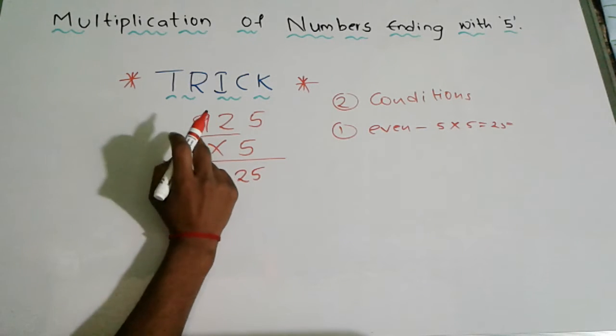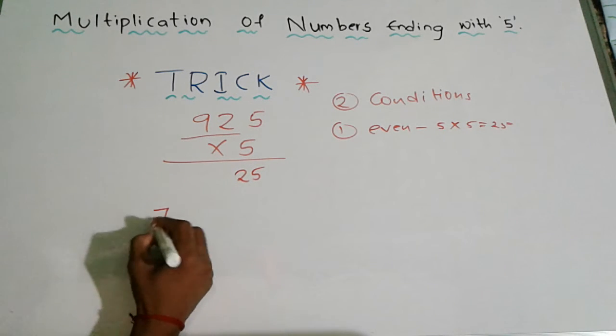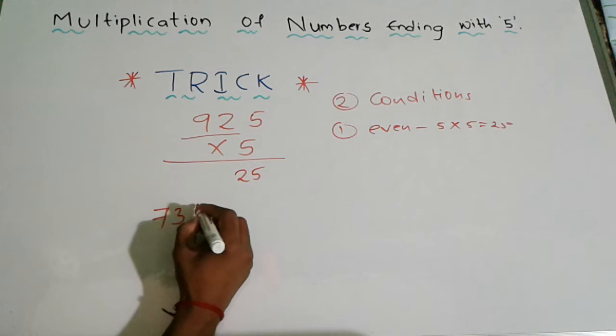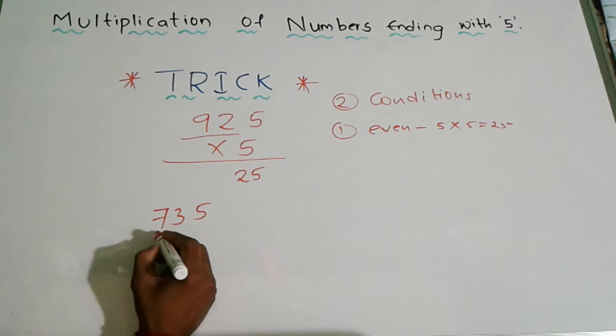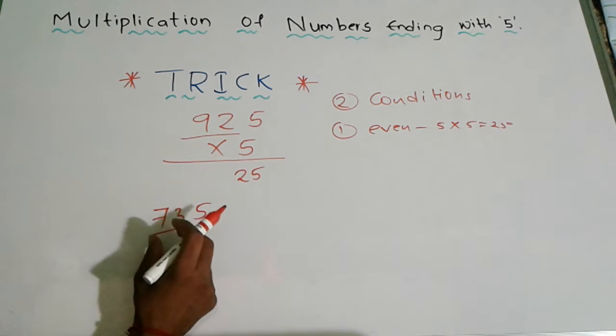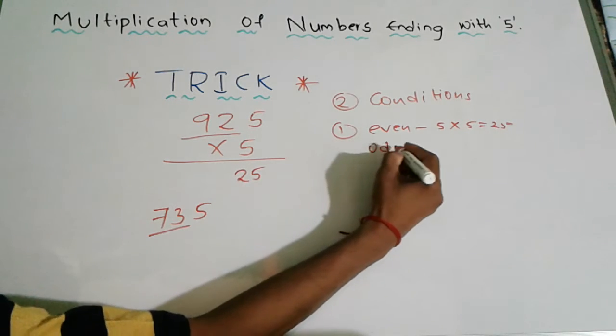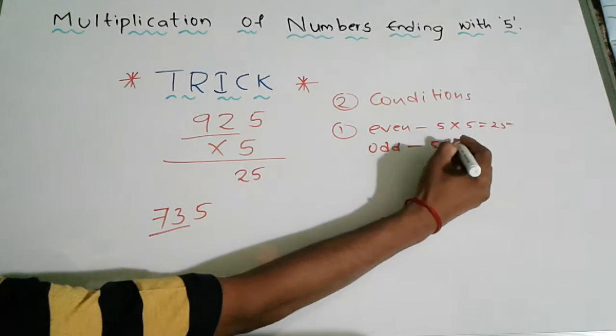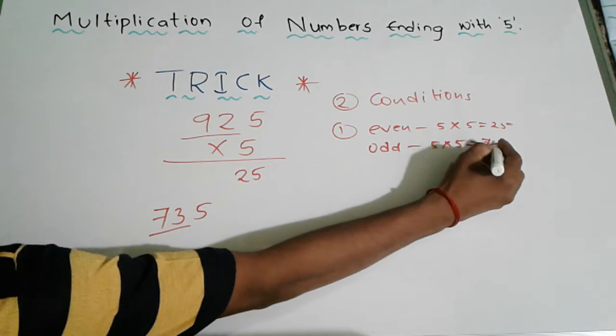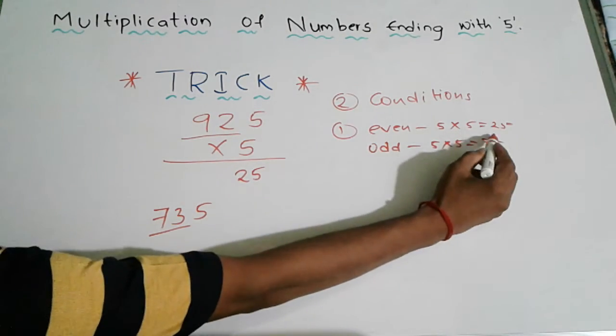If the number is odd, like say 735, this is odd, right? In this case, you have to write 5 5s are 75. You have to remember this.